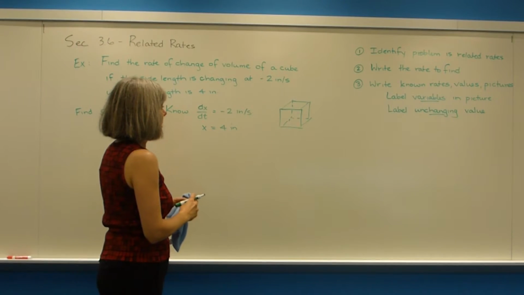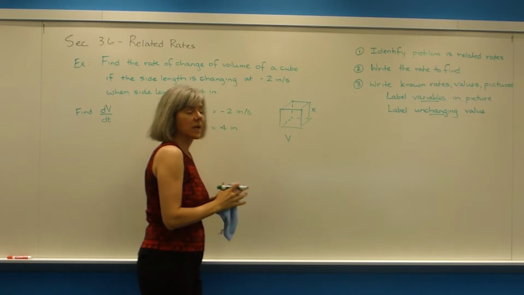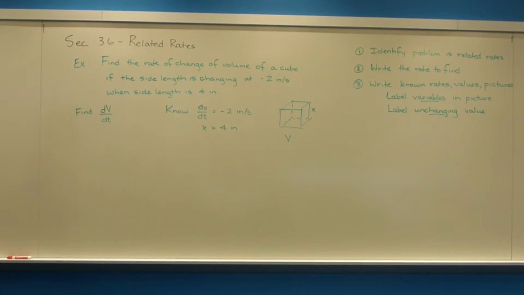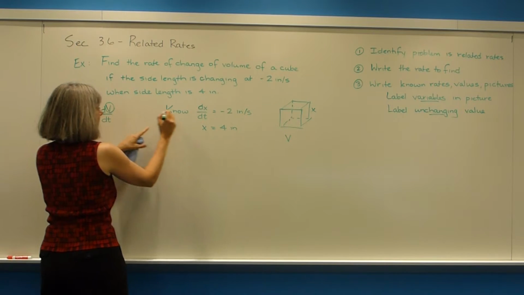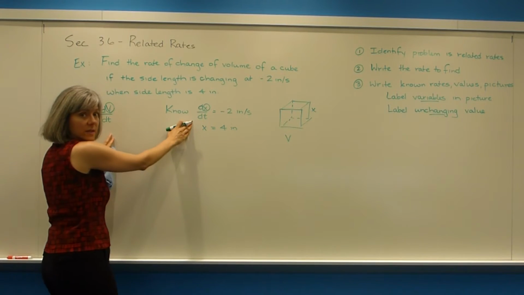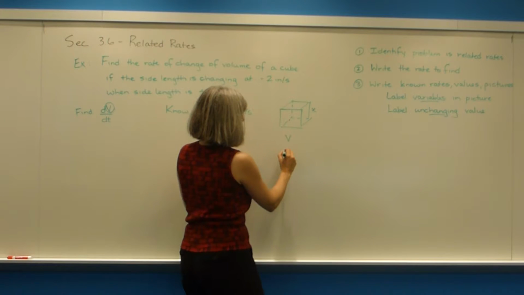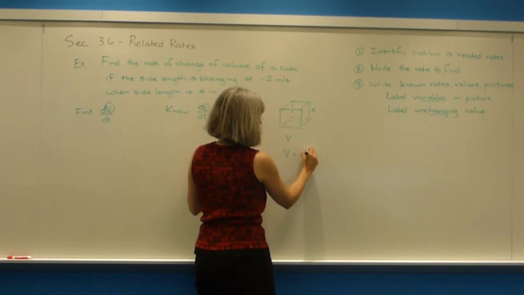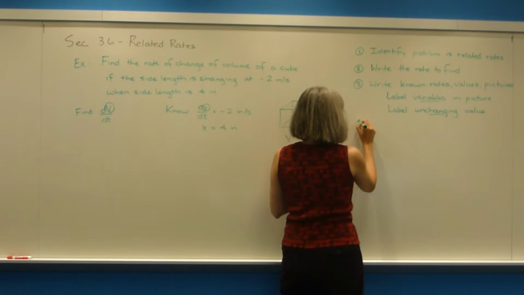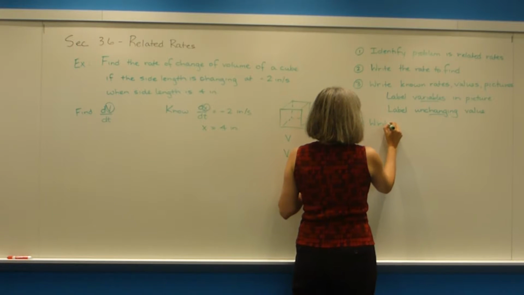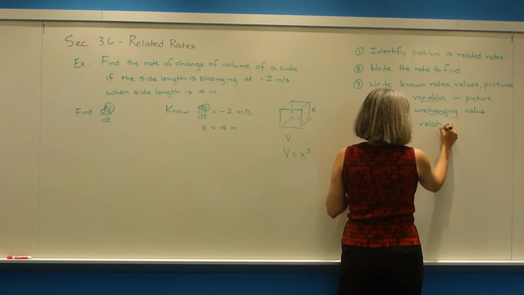Okay, so what do we know? We know that we have a side length x, and we know we were looking at the volume. So the next thing that we want to do is write an equation that relates this variable and this variable. So look at your rates that you're interested in, pick off the variable. We know that the volume of a cube is x cubed. So that's the next thing we're going to do, is to write an equation that relates the variables.